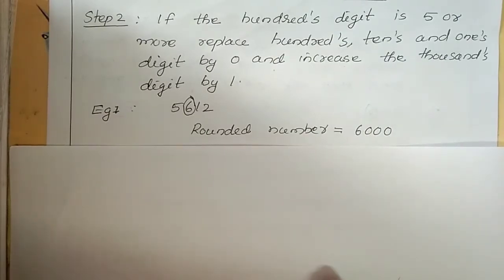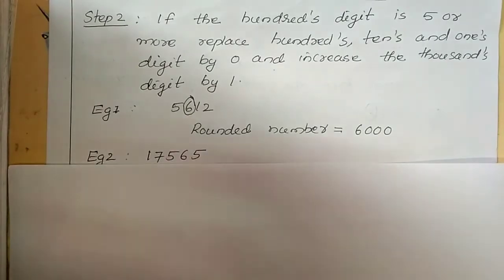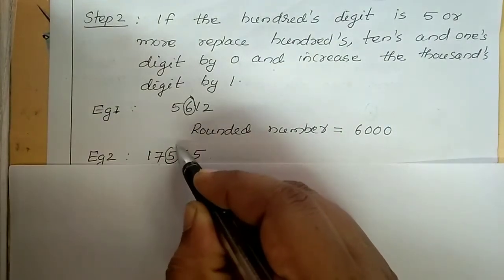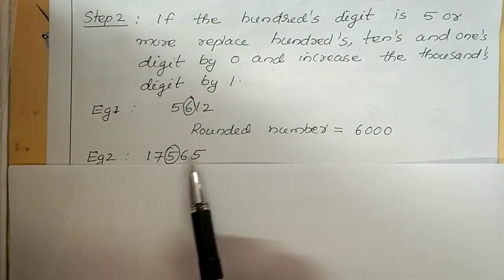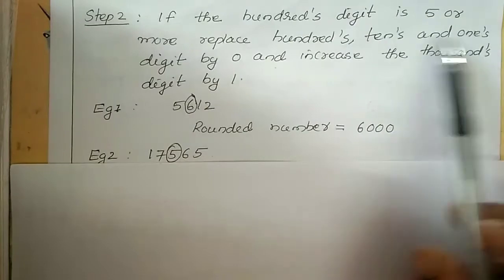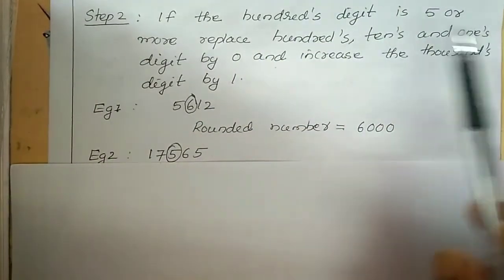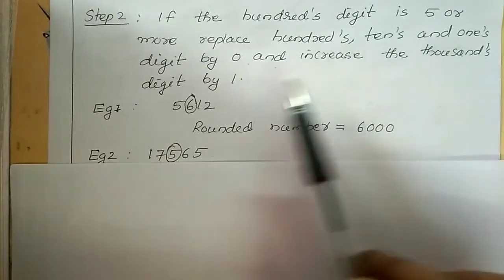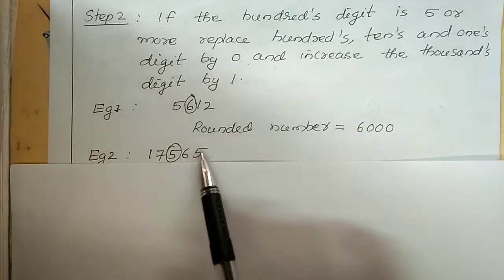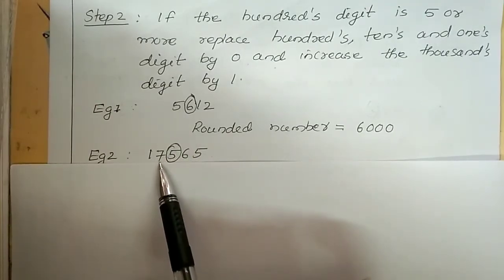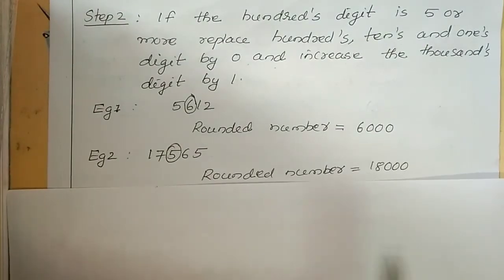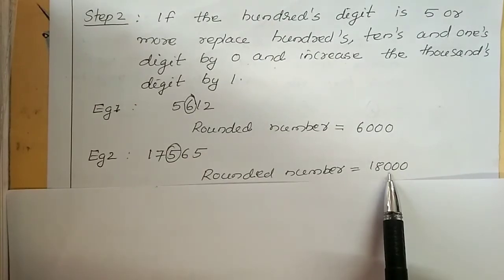Okay. Then another example, 17,565. Here our hundreds place number is 5. If your hundreds place number is 5 or more, in that case you replace the hundreds, tens and ones digits by 0 and increase the thousands digit by 1. That means first you put these 3 digits as 0 and the number after 7, or one more than 7, is equal to 8. So our rounded number is 18,000.